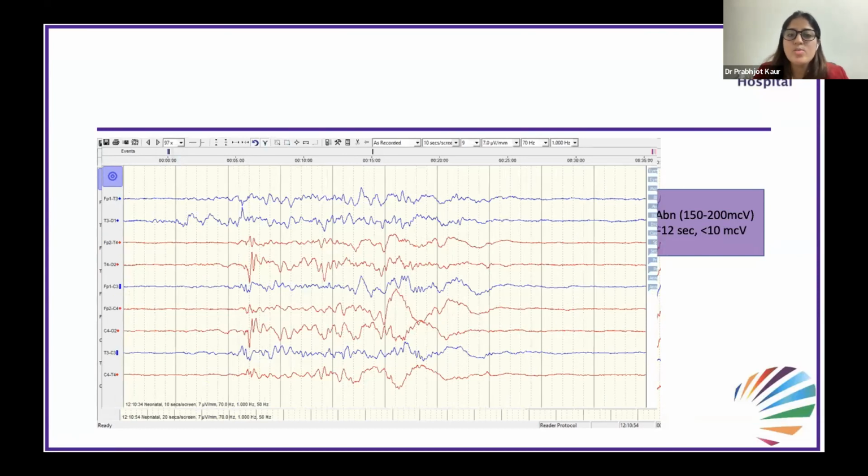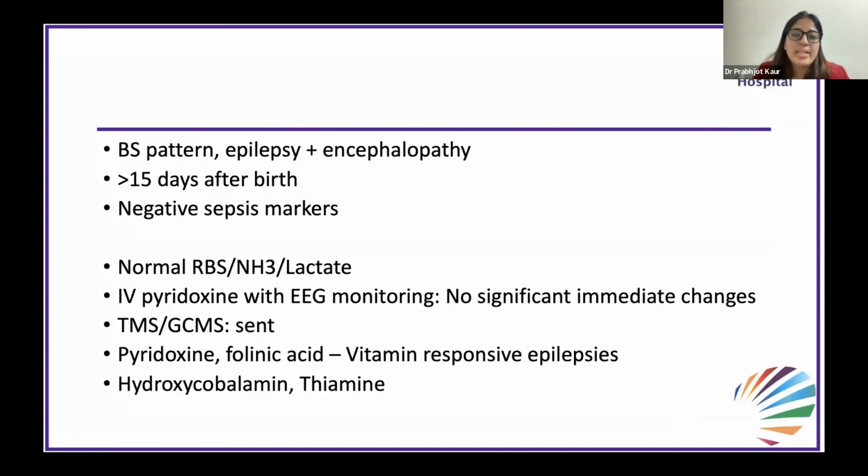So this was an EEG which was consistent with an encephalopathic EEG. So we had a burst suppression pattern. We had epilepsy plus encephalopathy for a baby 15 days after birth with negative sepsis markers. So we went ahead with the metabolic screening. The sugars, ammonia, lactate were normal.